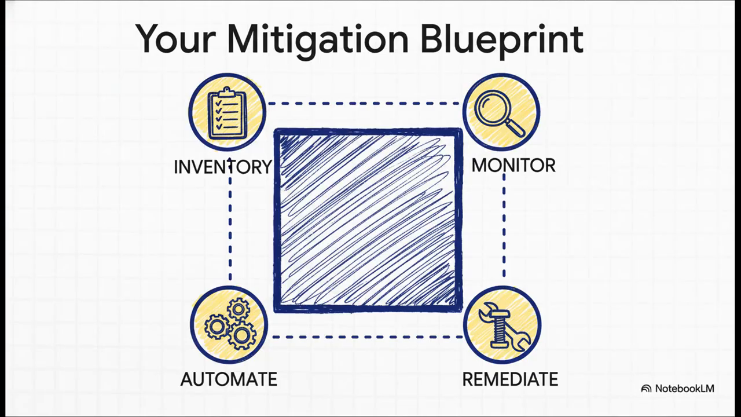The solution really boils down to 4 key pillars. First up, inventory, because you can't protect what you don't know you have. Second, monitor. You have to be actively looking for threats. Third, automate. You've got to make security an automatic, unavoidable part of your development workflow. And finally, remediate. When you find a problem, you have to fix it, and you have to fix it fast.